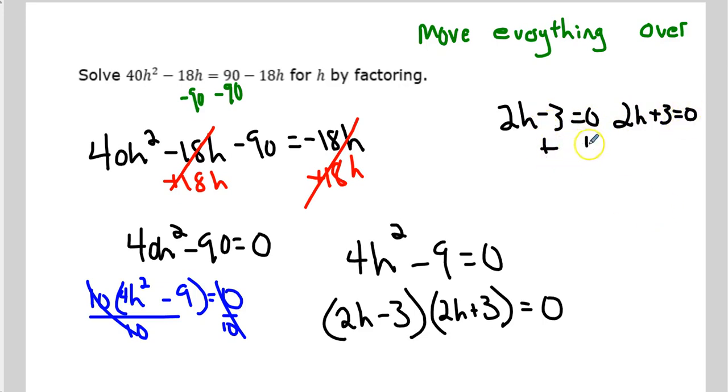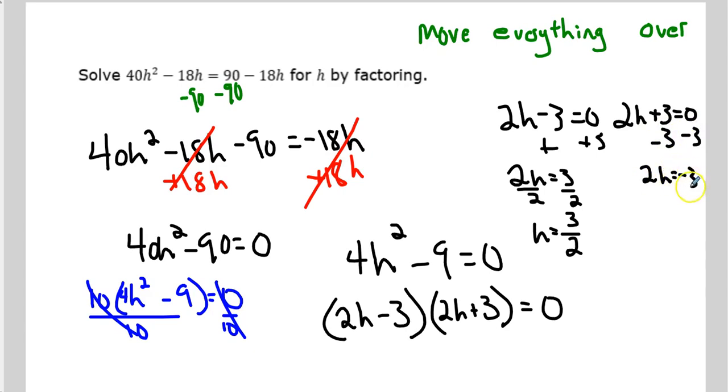Add 3 to both sides. We'll get 2h is equal to 3. Divide both sides by 2 to get that h is equal to 3 over 2. Similarly, subtract 3 from both sides to get 2h is equal to negative 3. Divide both sides by 2 to get h is equal to negative 3 over 2. Those will be our two solutions.